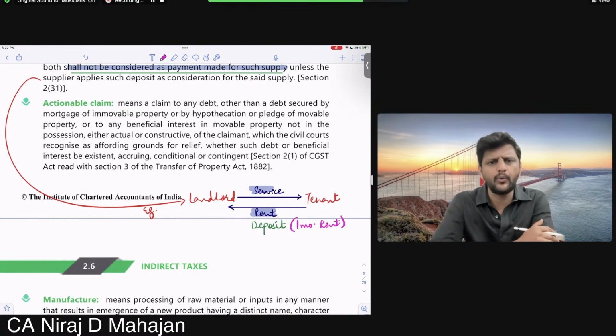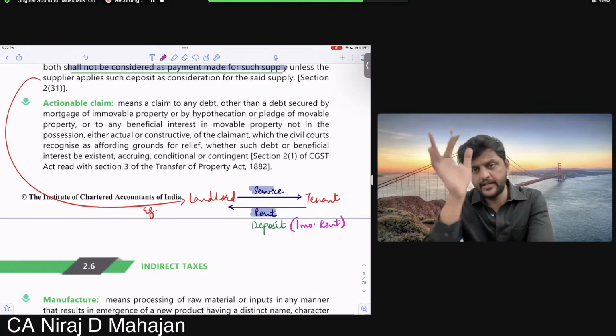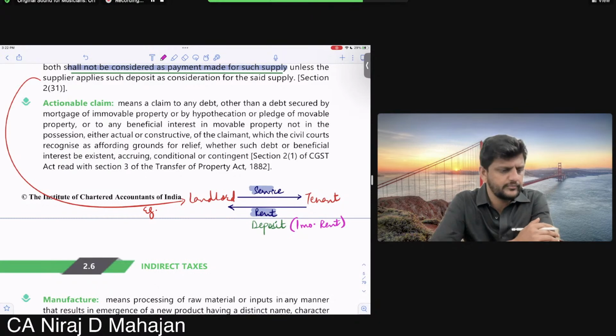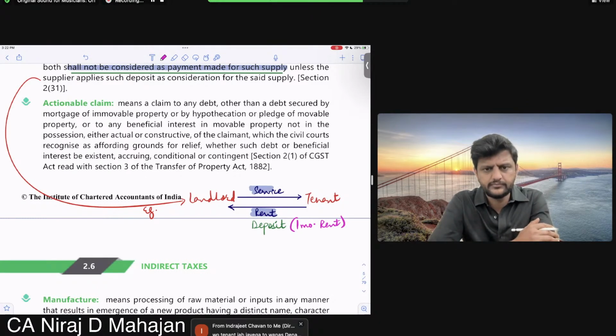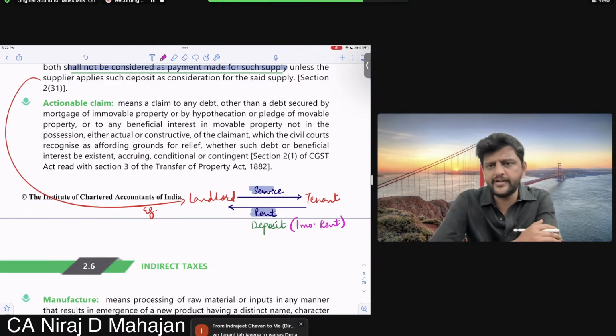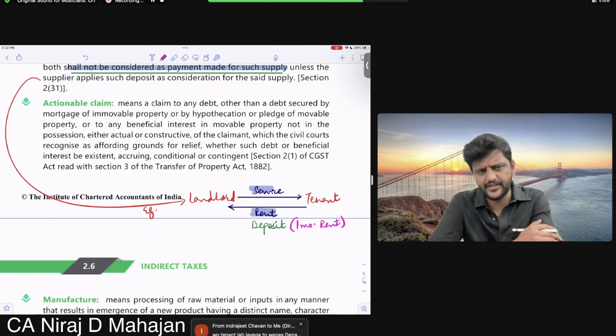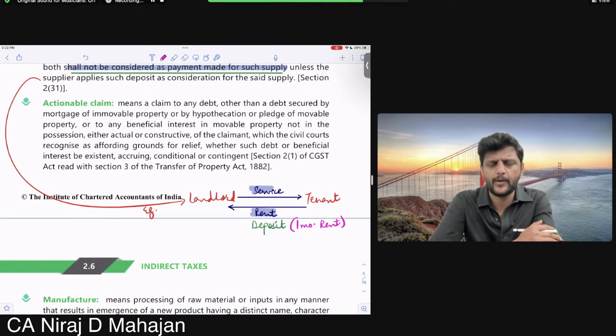What did the landlord say? I want 1 month's rent as deposit in advance. Agreed or no? All of you? So if it is a refundable deposit, that is not your income, or that is not part of consideration. Agreed, everybody? All of you okay?